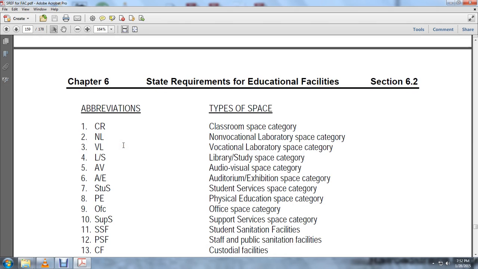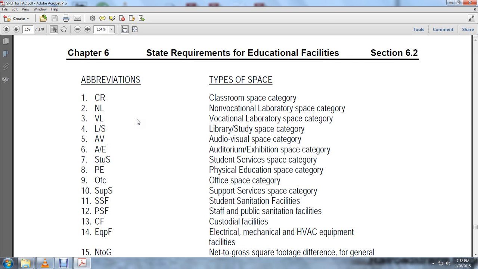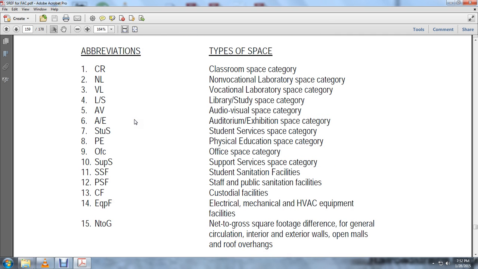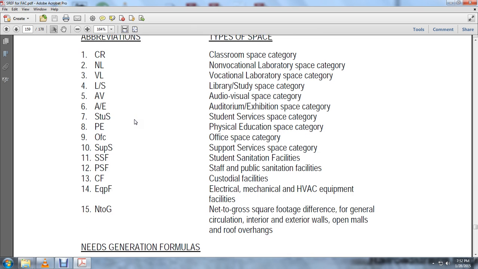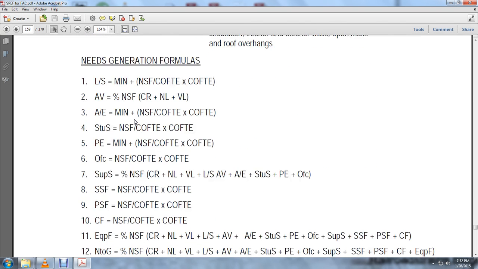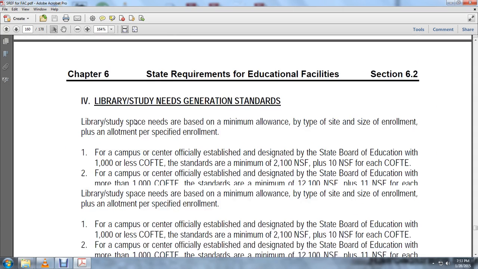CR classroom space category, NL non-vocational laboratory, vocational laboratory, LS library study, AV audiovisual space category, audio exhibition space category, SCU student space category, physical education, OFC office space category, SUPS service space category, student sanitation facilities, staff and public sanitation facilities, custodial facilities, and equipment and mechanical and HVAC equipment facilities, net to gross square footage differences, general circulation, interior and exterior walls, openings, malls, roof, and opens. These come out of these equations.